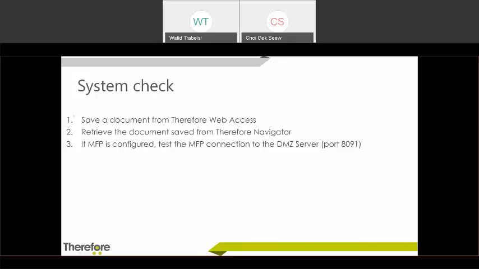First you have to save a document from Java Web Access. So again, from external side, try to save a document from Java Web Access. You can use, of course, the classic web access or the new web access. After that, you have to retrieve the document saved from Java Navigator. So again, you can install Java Navigator from external side and just try to retrieve a document saved.